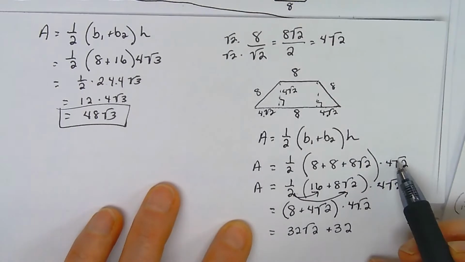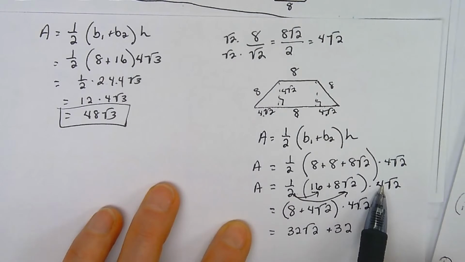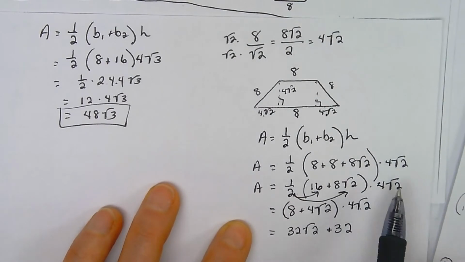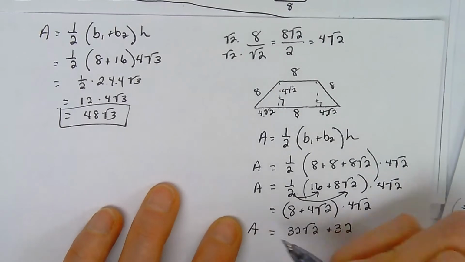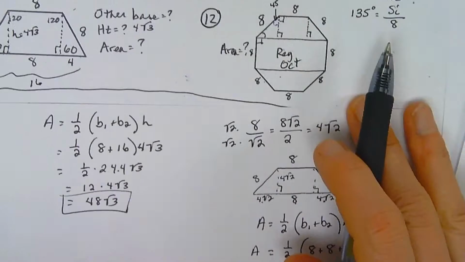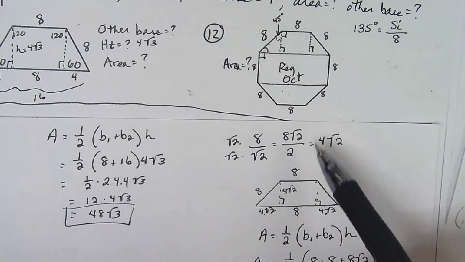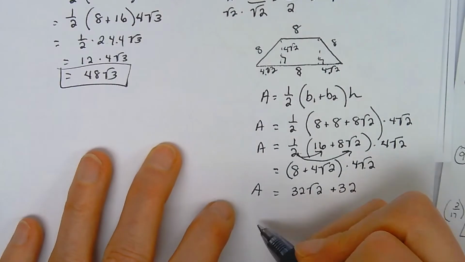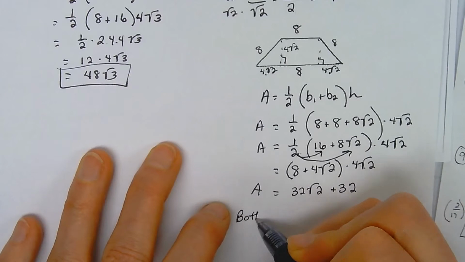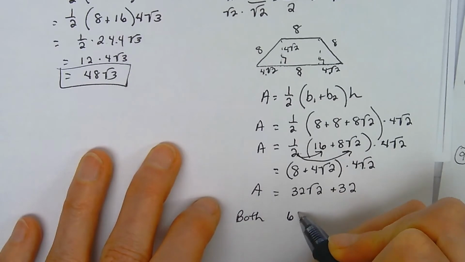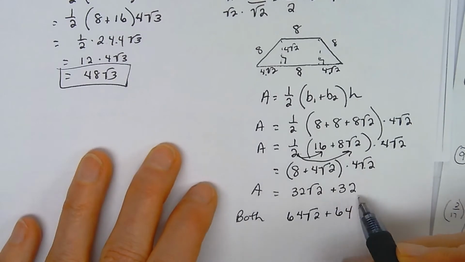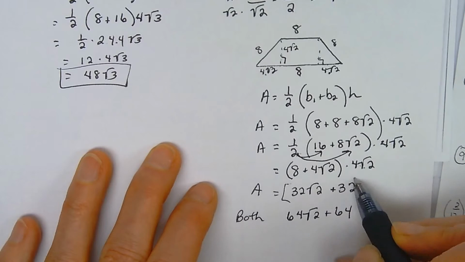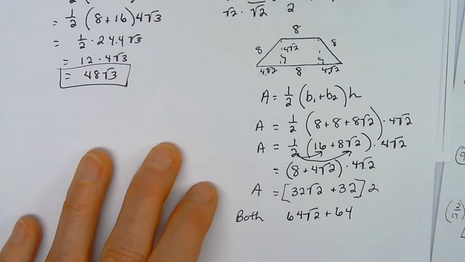Okay, there are other ways you could have multiplied that out. You could have multiplied 1/2 times 4 rad 2 first to get 2 rad 2, and then distributed 2 rad 2 to each of those numbers. There are multiple ways to simplify that, but this is what you will get. And that is the area of the trapezoid on the top. That means that's the area of the trapezoid on the bottom, so we can just double that. So both trapezoids together will be 64 rad 2 plus 64. I'm just multiplying that whole thing by 2 to get the total area of both the trapezoids.